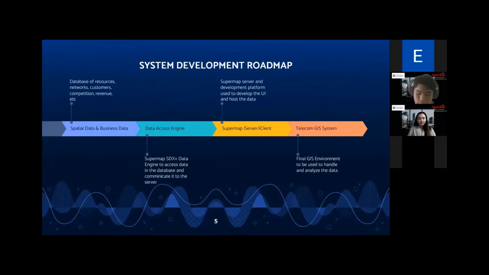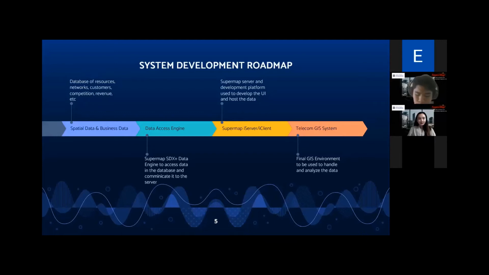Now, this is the system development roadmap used by SuperMap for our telecommunication solutions. We start with the data on hand or the data to be gathered. This includes both spatial data and business data, which are stored in their respective databases. Spatial data usually includes locations and geometries in the database. So it may include your pipe and wire networks, your base stations, the terrain, the land use, the buildings, population, and others.